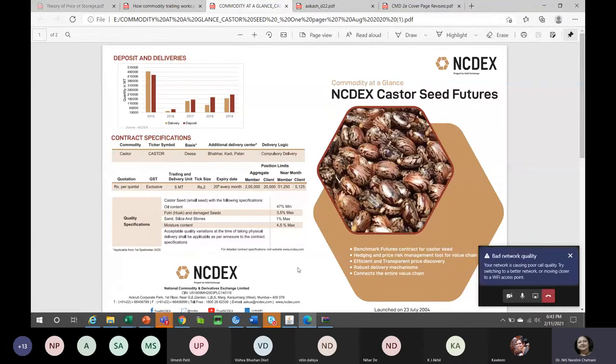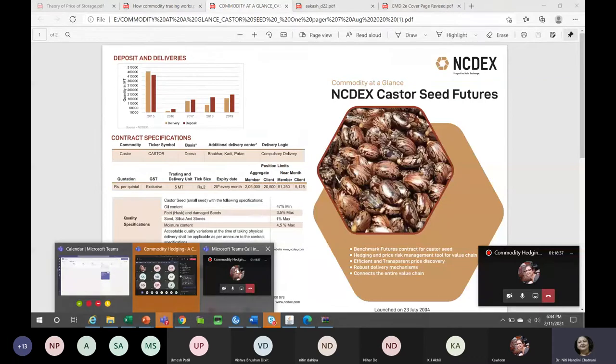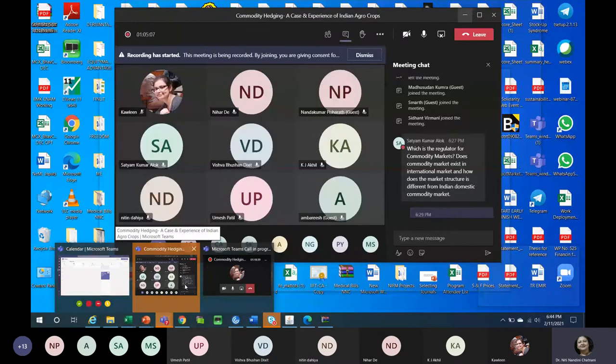And the quality will also be mentioned. I think my network quality is bad. I'll use a dongle. I'm not sure, but probably my network quality is bad.